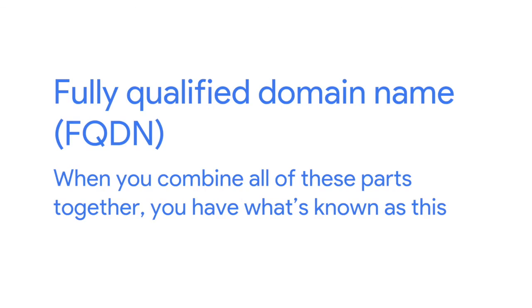When you combine all these parts together, you have what's known as a fully qualified domain name, or FQDN. While it costs money to officially register a domain with a registrar, subdomains can be freely chosen and assigned by anyone who controls such a registered domain. A registrar is just a company that has an agreement with ICANN to sell unregistered domain names. We'll talk more about dealing with registrars in a future module.